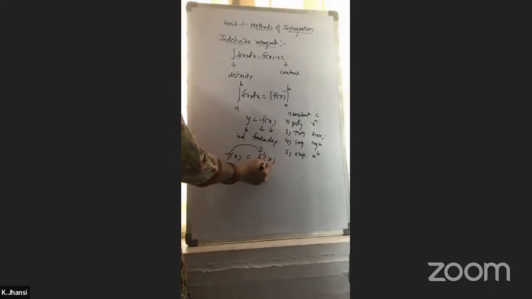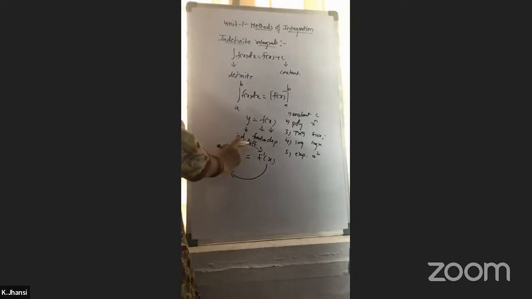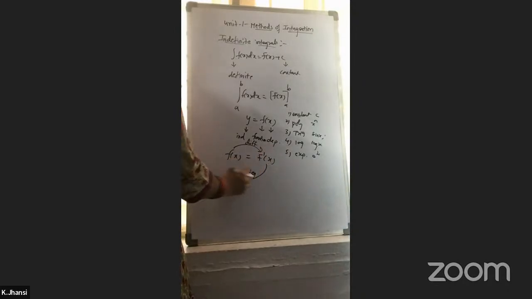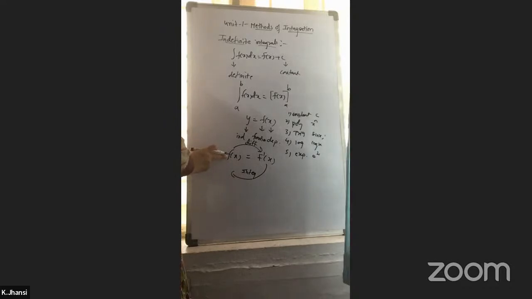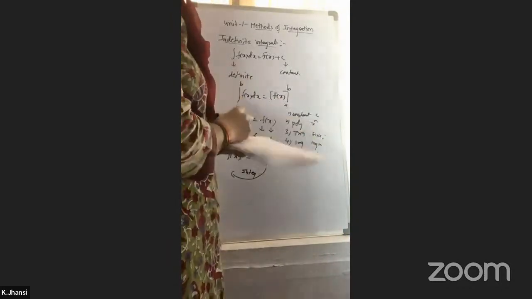For this f dash of x, if you do the integration, okay, this is differentiation. For a function, if you do the differentiation, we'll get f dash of x. For f dash of x, if you do the integration, you will get again this function. This is the process from here to here and from here to here. So this is differentiation and this is integration. If you understand the concepts, it's enough.